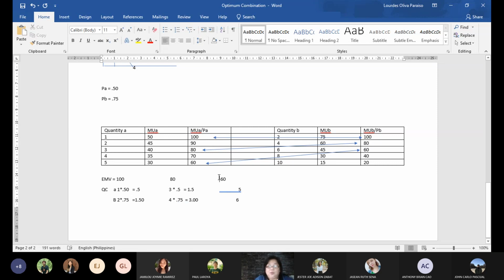Okay. So now, we're going to have your 60 and then we have to multiply that one with 0.5 again because that is the cost of good A. And then we have to multiply this one by 0.75. Therefore, if we have this one, you will have 2 pesos and 50 centavos. And you will have this one as what? 4 pesos and 50 centavos.